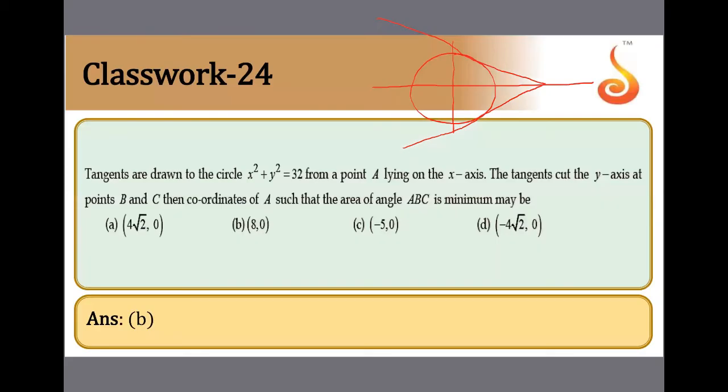So this is the circle given. Center 0, 0. Tangents are drawn. This point of intersection we can take as point A. This point is B at the y-axis. This point is C. Drop a perpendicular. Name this as alpha. If this is alpha, this will also be alpha. Correct? So what is the radius? Root 32, because the circle equation is x square plus y square equal to 32. Radius equal to root 32. So this is O. This is P.